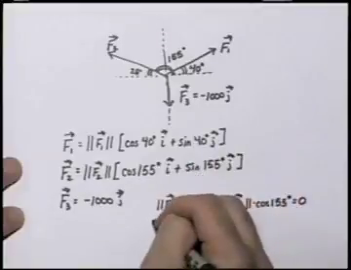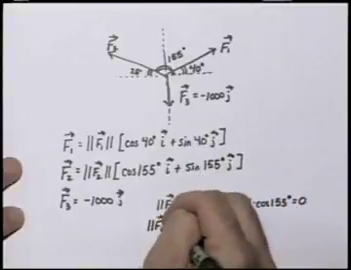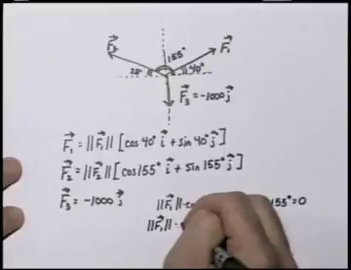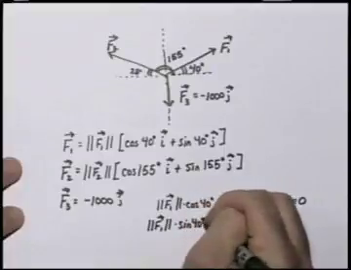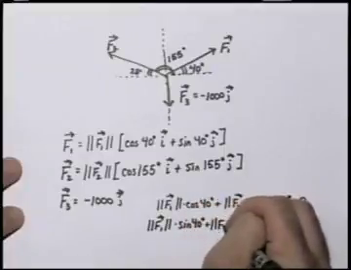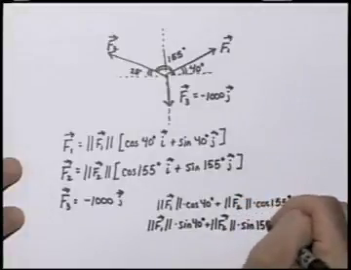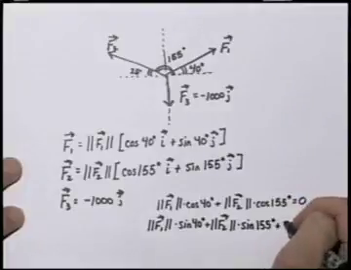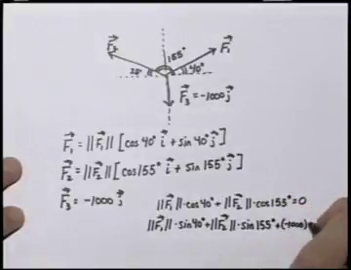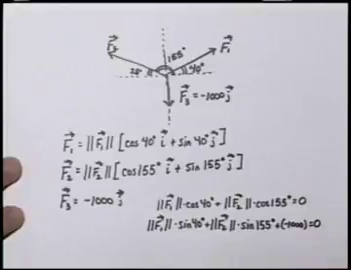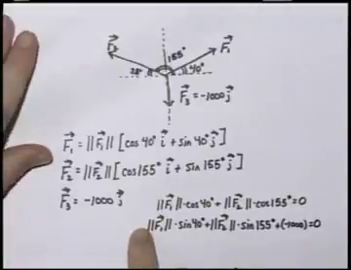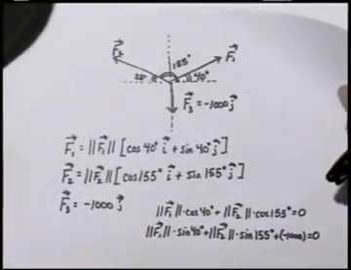In addition, the magnitude of force 1 times the sine of 40 degrees plus the magnitude of force 2 times the sine of 155 degrees plus negative 1,000 must also equal 0. So what I have here is a system of two equations containing two unknowns. What I'm going to do is solve this system using substitution.